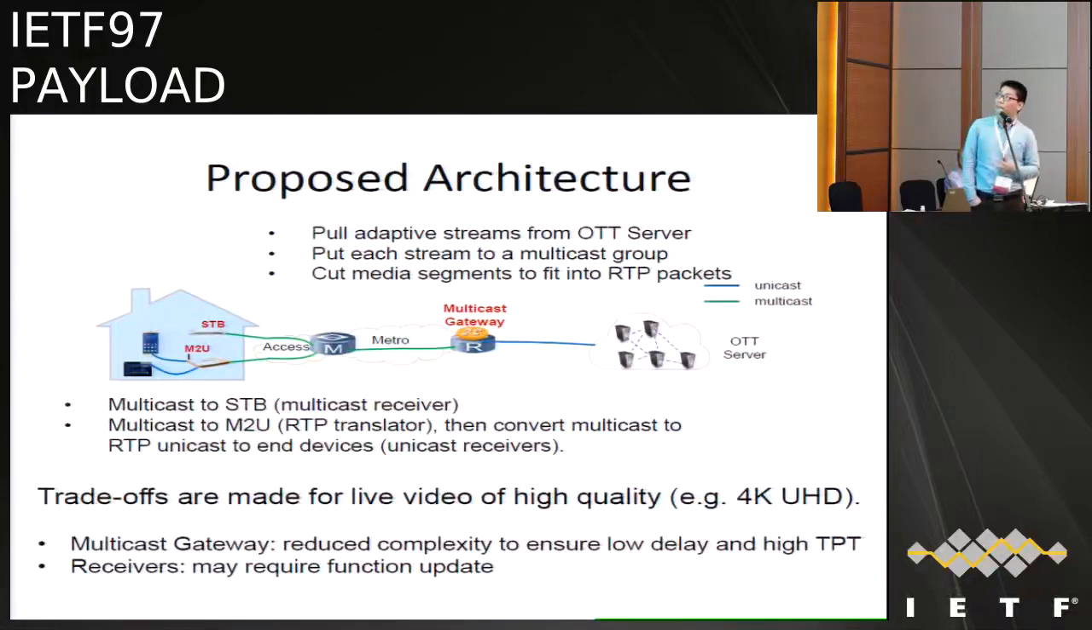From the multicast gateway, it passes the multicast streams down, maybe further into the home. At home, we can use the traditional set-top box to receive the multicast stream, or we can deploy an MTU, which is multicast to unicast, acting as an RTP translator to convert the multicast to unicast for some devices that do not support multicast directly.